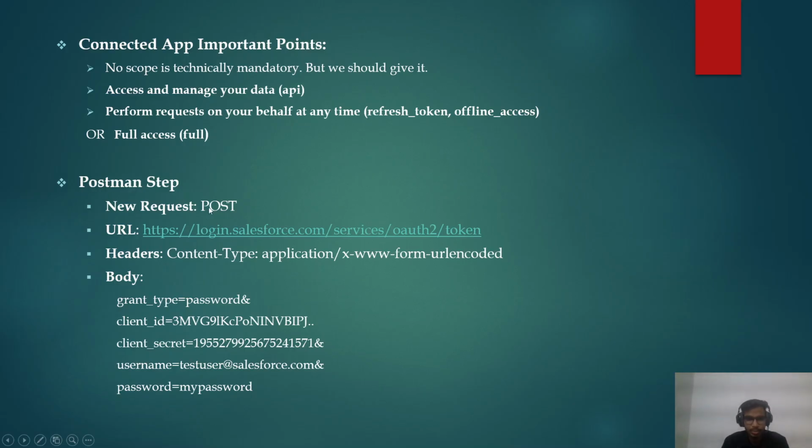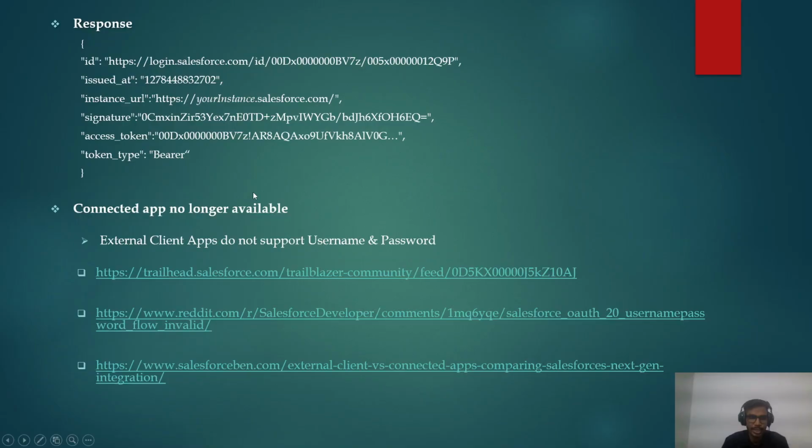On the Postman side you make a POST request, give this URL and give the header, and it is important: grant type is password, client ID, client secret, username is your org username, and also add the password plus security token so you can get the response.